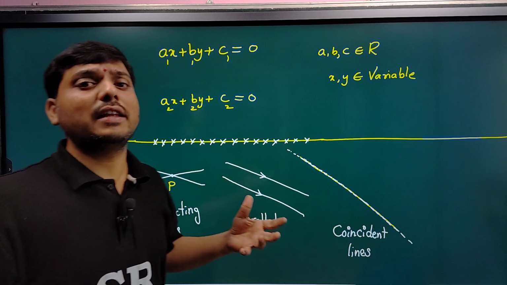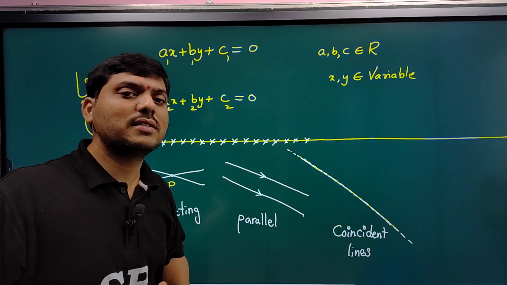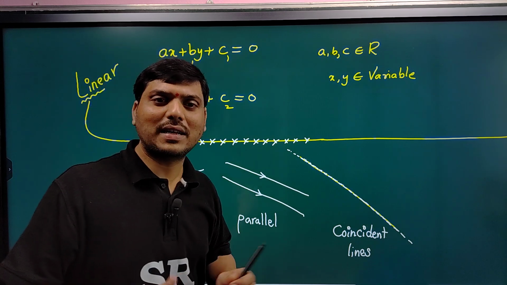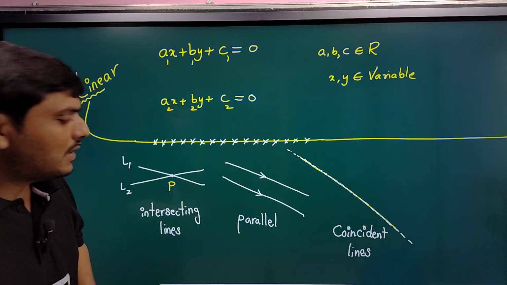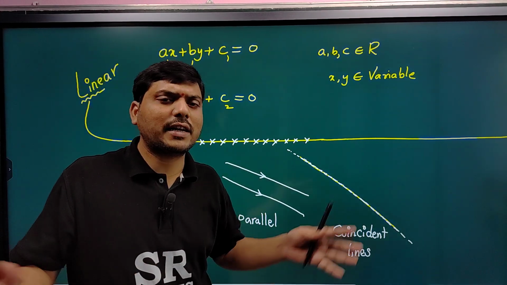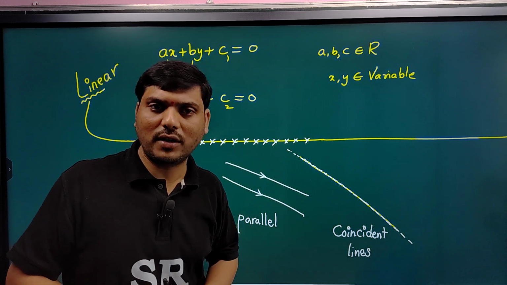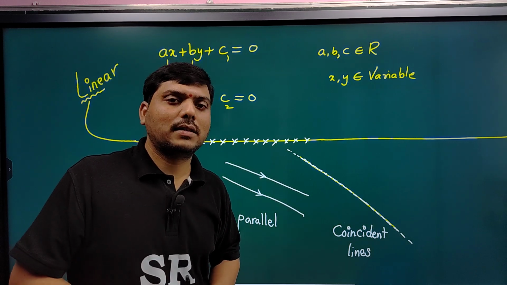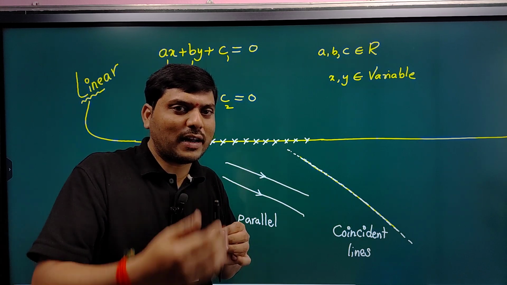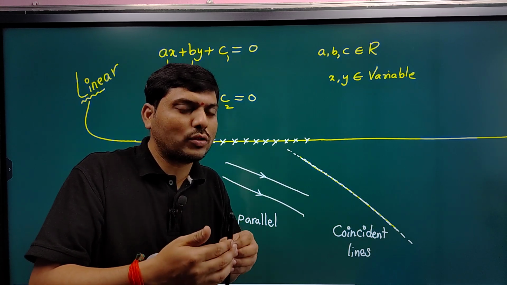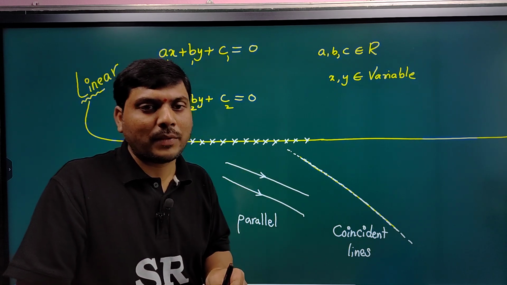Whenever there is a pair of linear equations like this, the first case is intersecting lines. What are intersecting lines? Two lines that meet at one point are called intersecting lines. The second case has no intersecting point, no common point. So this type of lines are called parallel lines. The third case is one line coincident to another line. One line overlaps another line. So this type of lines are called coincident lines.